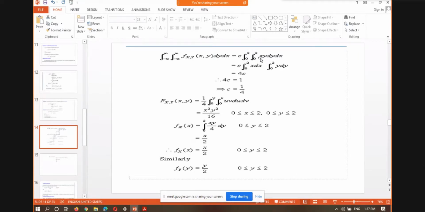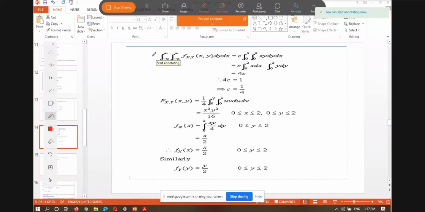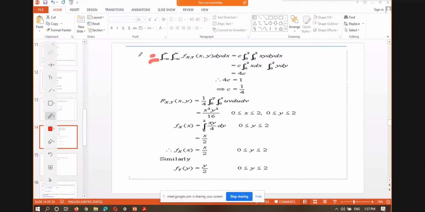Here x and y can be split like this, and when we integrate, we get 4c, and this 4c is equal to 1. So 4c is equal to 1, and you will get c equal to 1 by 4.